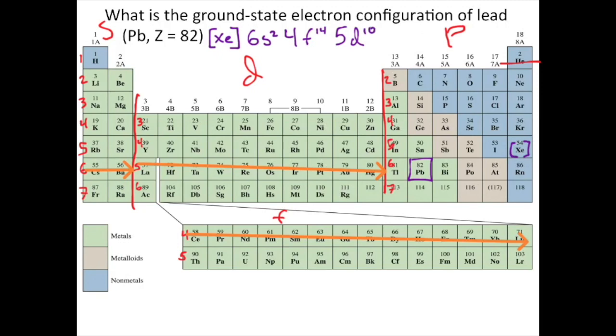And now the home stretch. So now we fill into the 6p just 2 electrons. So then we'll say 6p2. Okay, so now this is the answer for the ground state electron configuration of lead, using the noble gas shortcut and using the periodic table to figure that out.